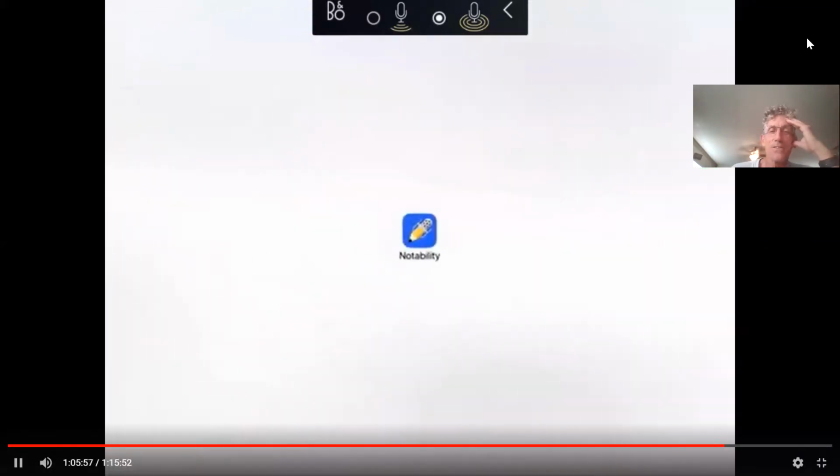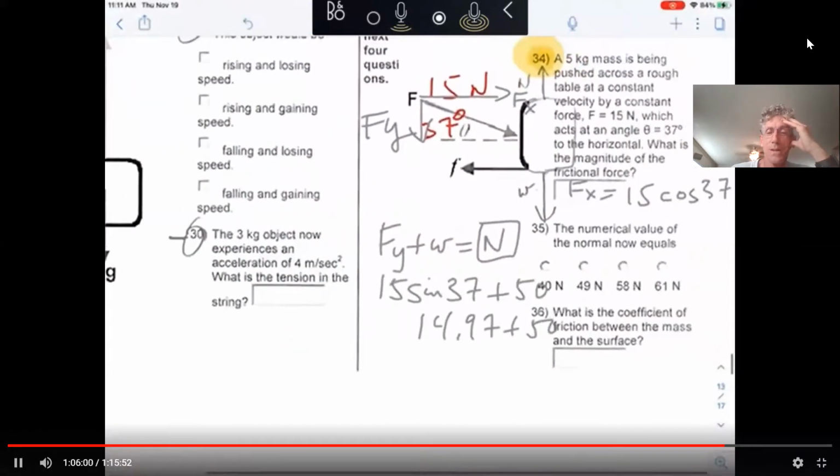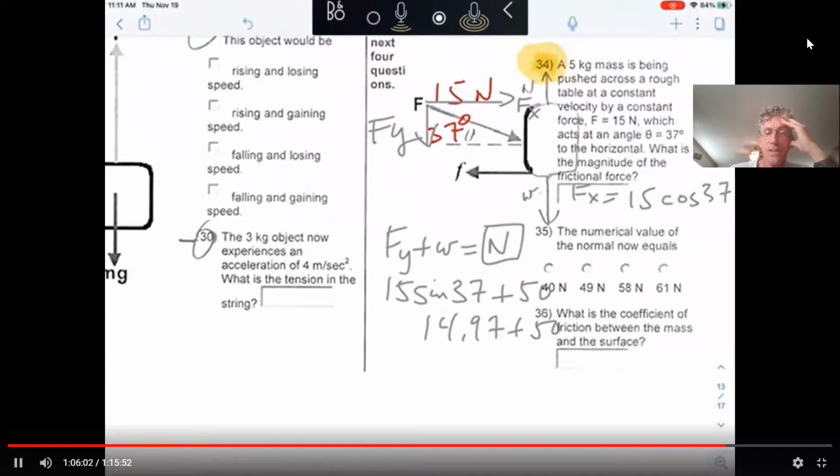Okay, so I'm going to fix that one up. 15 sine of 37 is equal to... I guess I didn't fix it in my work, but I did fix it in the final calculation. So 15 sine of 37 is about 8, not 14.97.